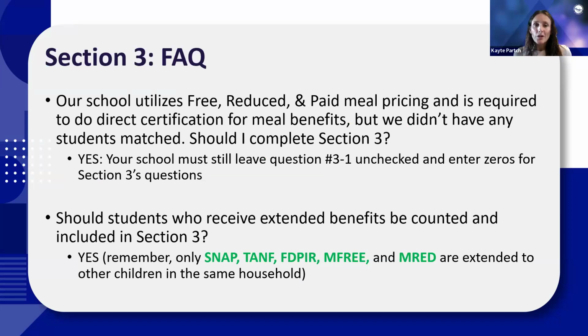So we've got a few frequently asked questions that we hope will address some of the questions that you might have as you complete the verification report. This first one says, our school utilizes free, reduced, and paid meal pricing and is required to do direct certification for meal benefits, as all schools are, but we didn't have any students matched or identified in the direct certification list. Should I complete Section 3, where we report directly certified students?